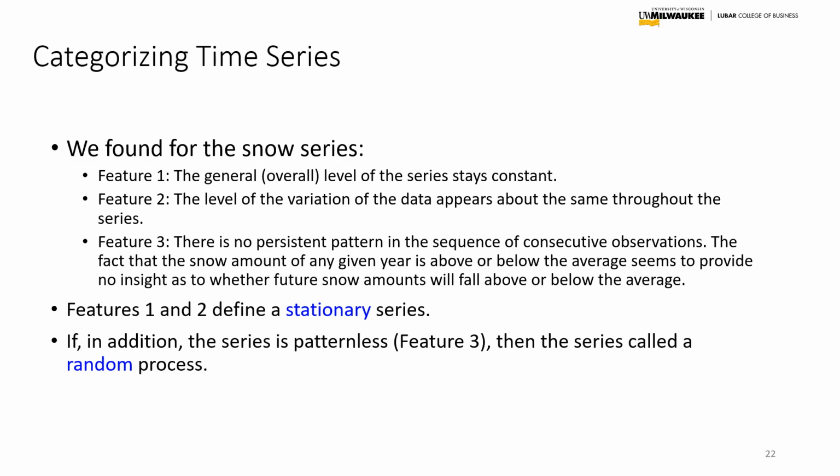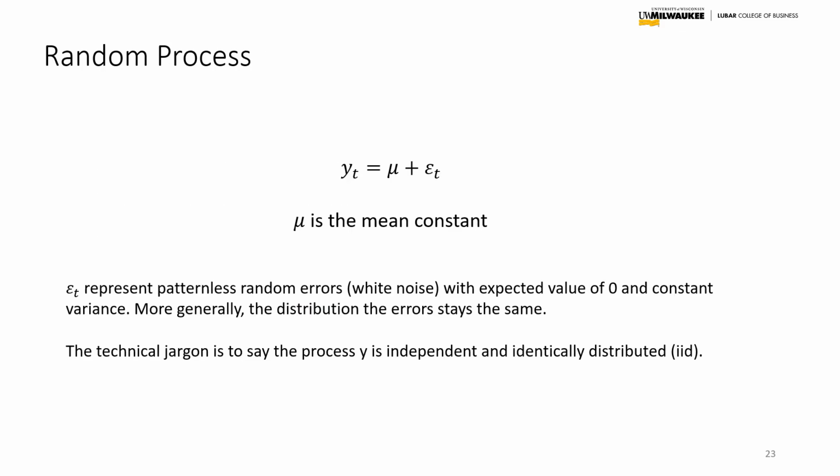Features 1 and 2, the level being constant and the variation being constant, define what we call in time series jargon a stationary process. If the process is additionally patternless, that would be feature 3, then the series is called a random process.